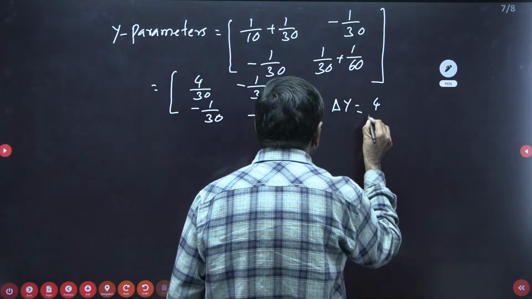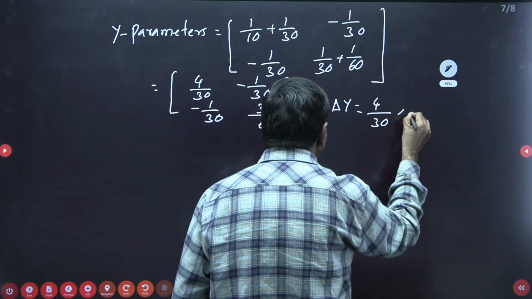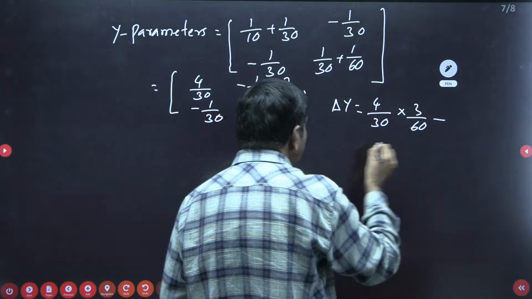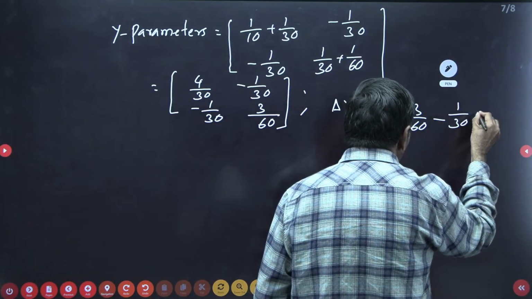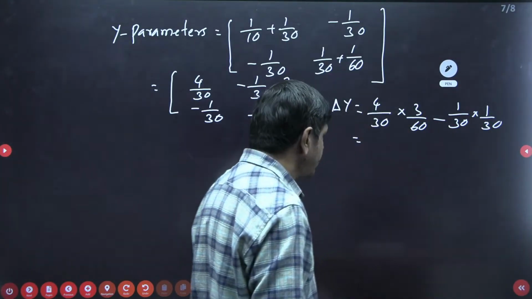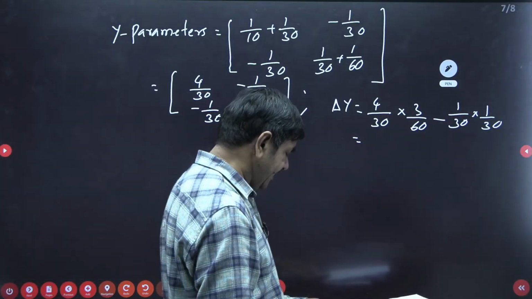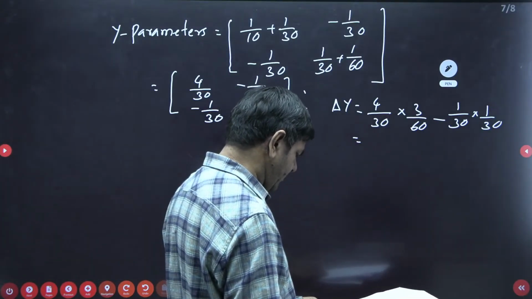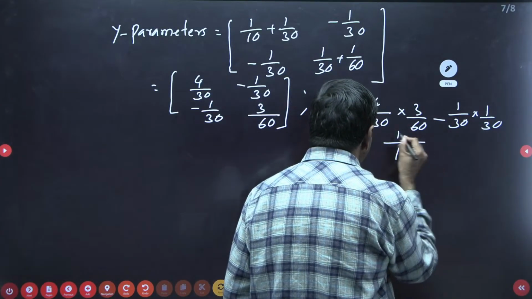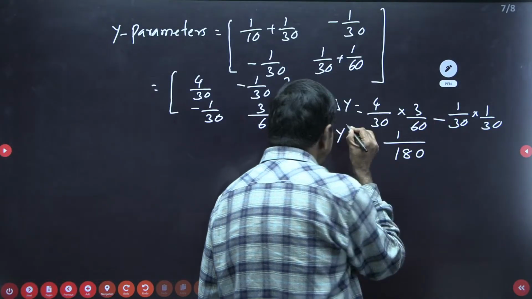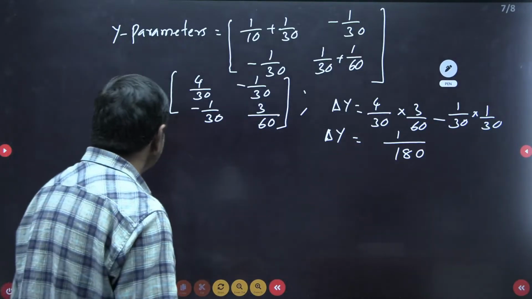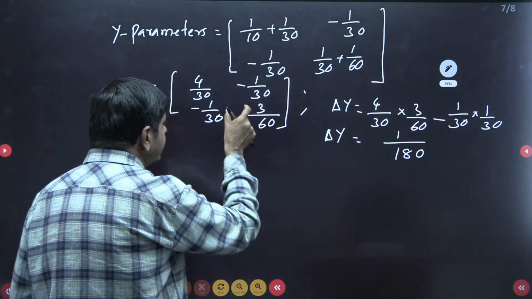4 by 30 into what can I take? 3 by 60 minus, plus 1 by 30 into 1 by 30. 1 by 30 into 1 by 30 is possible. On simplification, this value comes as 4 by 30, 3 by 60, 1 by 30, so 1 by 180 is possible. This is the delta y value. Why is delta y required? Because delta y is nothing but the determinant of this matrix.